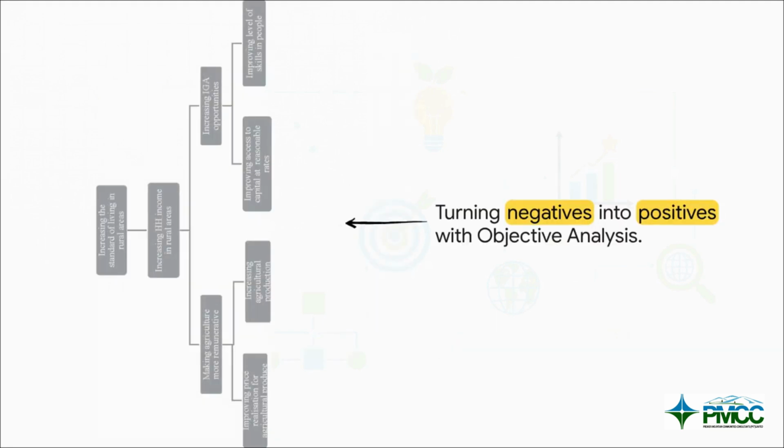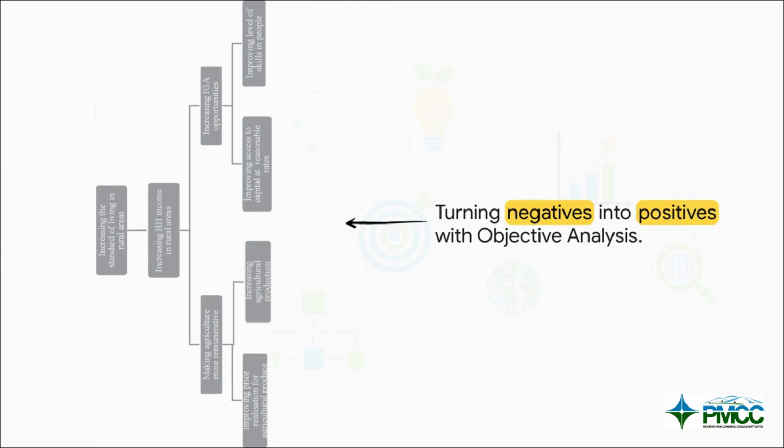Now, once we have our problem tree, we convert it into an objective tree. And the trick here is wonderfully simple. We literally just flip the negative statements into positive ones. It's like flipping a switch. Notice how low household income transforms into increasing household income, lack of income-generating activities becomes increasing IGA opportunities.